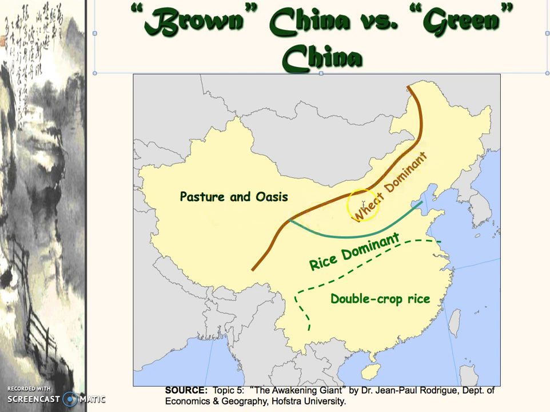Now we refer to this as green versus brown because wheat typically dominates this northern part, and that's all due to climate. Wheat grows well in this type of climate, whereas rice, more over here, tends to be a little bit more tropical, just like our country. So the more north you go, the cooler it gets. The more south you go, close to a body of water, the more tropical and wet it's going to be.